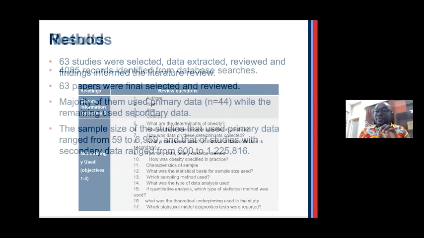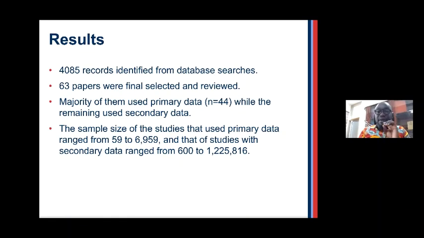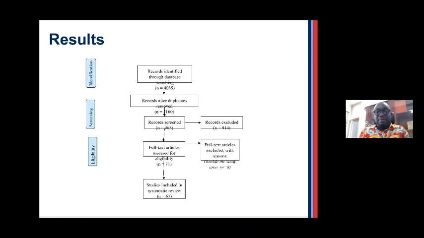Majority of them, about 44 of them, used primary data, while the remaining used secondary data. The sample size of the studies ranged between 59 to 6,959. And the studies with secondary data had a range of 600 to 1,225,816. So this was the process of the PRISMA, and this is how I settled on the 63 papers that were reviewed.